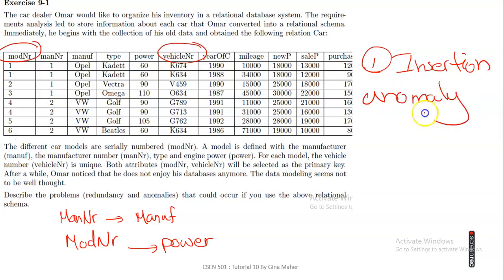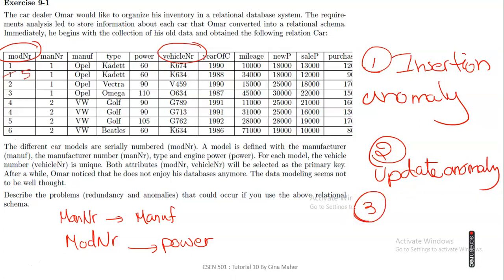This is the first type of anomaly that will be introduced here. Let's check the update anomaly. What if the information of the model number we want to update? So we change a model of 1, for example, to 5. If we do so without changing the power, then this will lead to data inconsistency because both of them are related to each other. So this is the update anomaly.